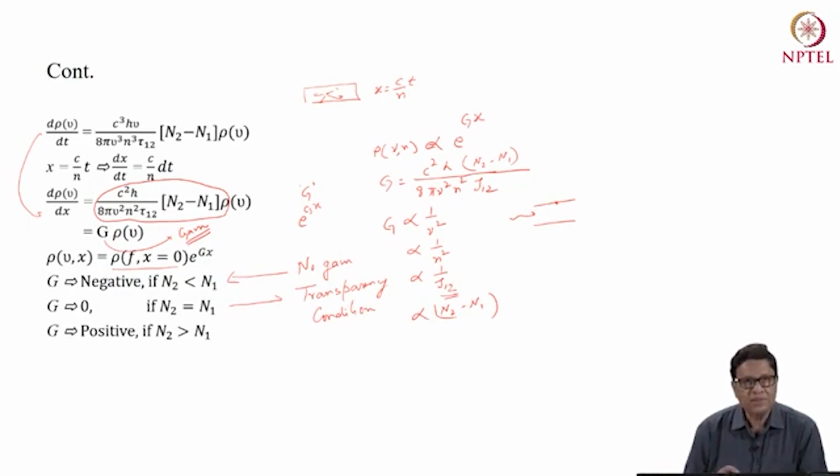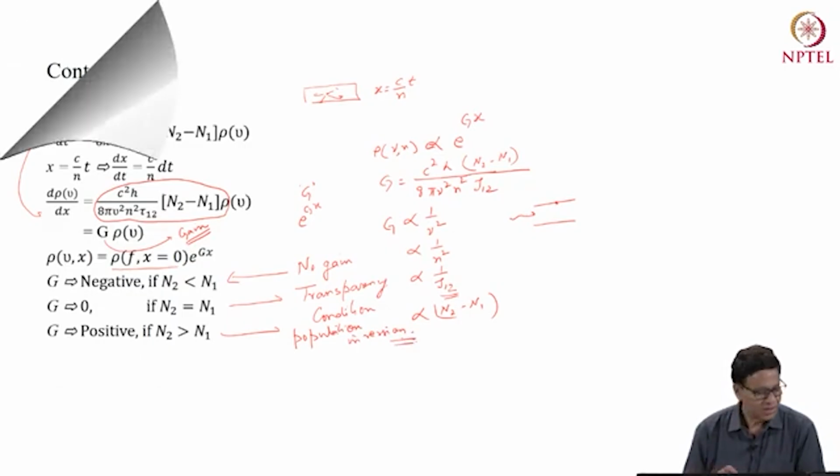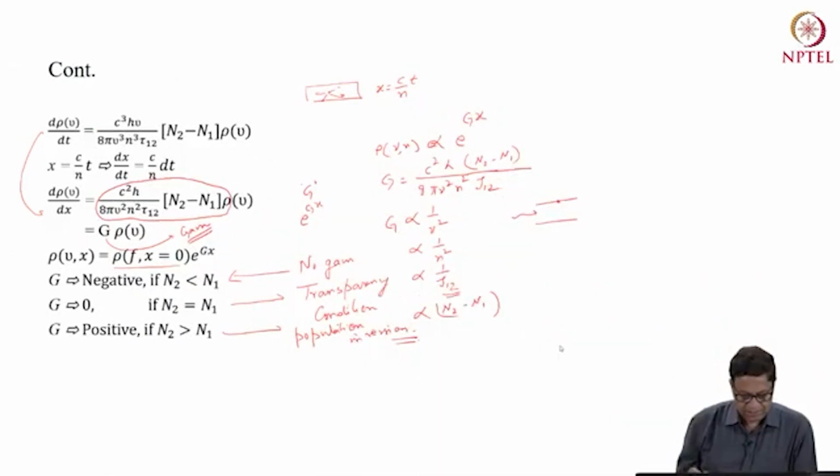If g is positive, that means n2 is greater than n1. This is a condition of population inversion. You have more number of electrons at higher energy, that is at E2. So g is positive if N2 is greater than N1, and it's a condition of population inversion.